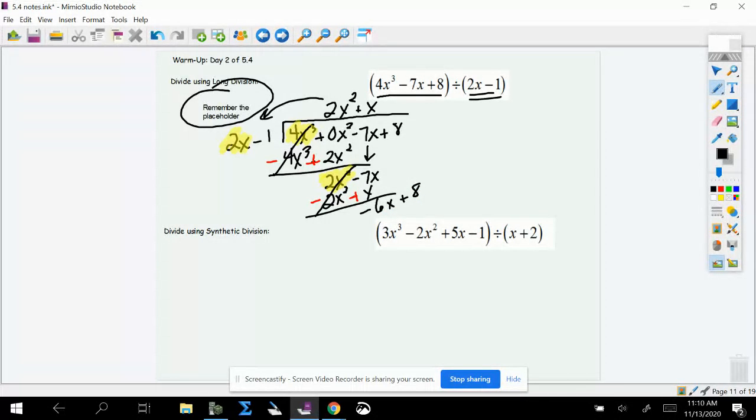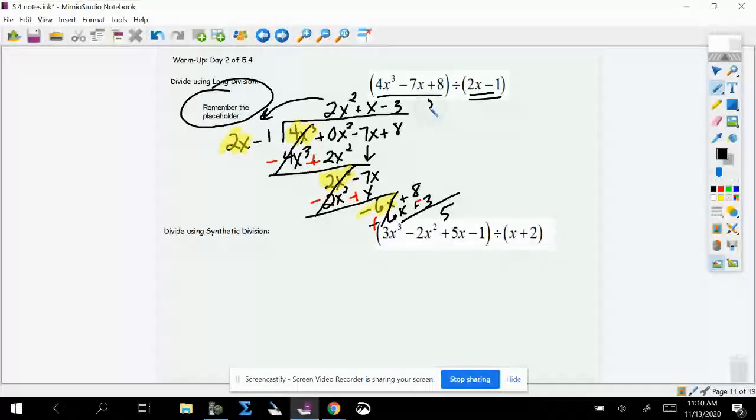Then I'm going to see, what do I have to multiply 2x by to get it to be a negative 6x? That's going to be a negative 3. So we're going to multiply negative 3 times 2x, which is negative 6x, and negative 3 times negative 1, which is plus 3. Change your signs. Switch colors here, so change your signs. You end up getting this to cancel. We get a remainder of 5.